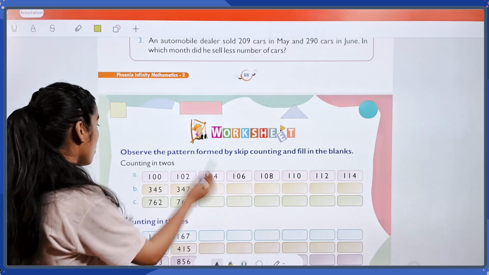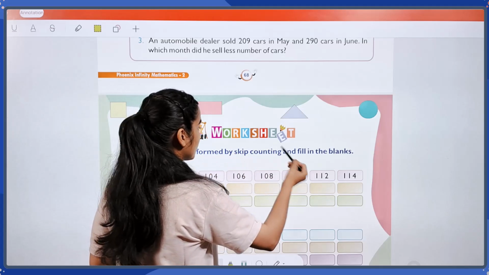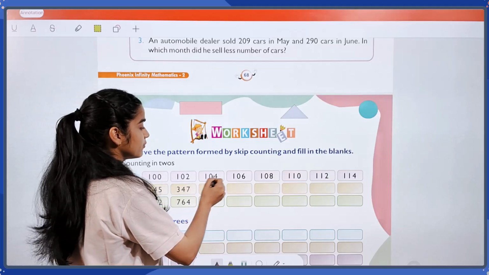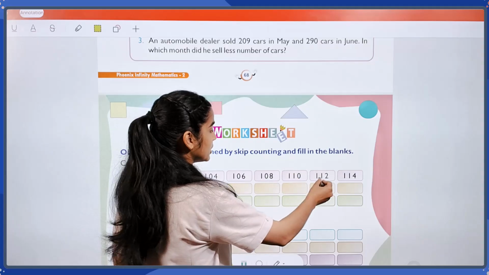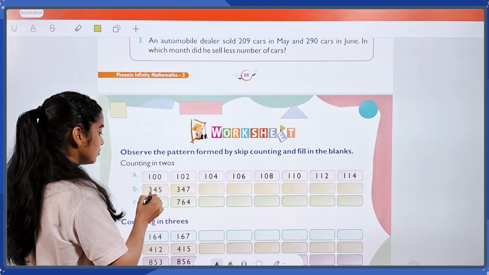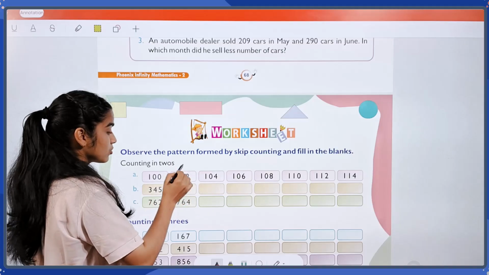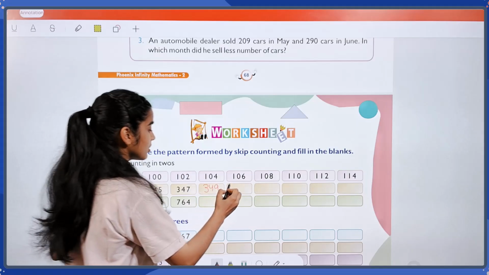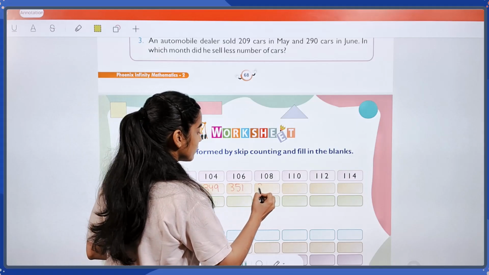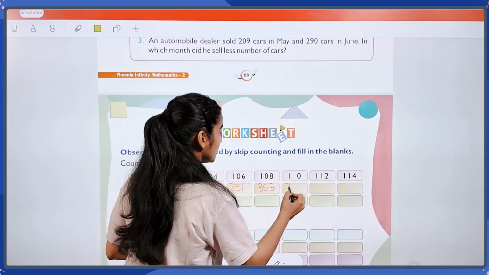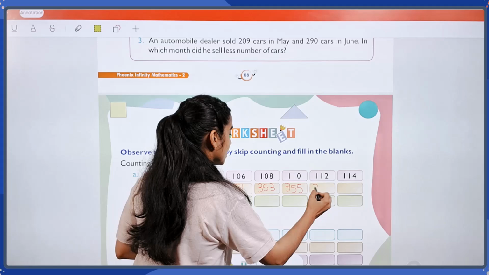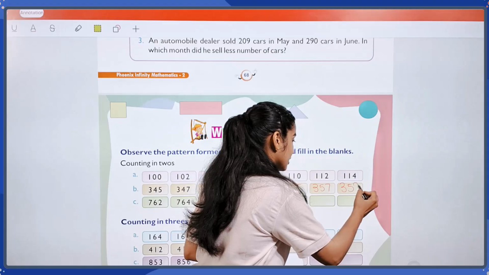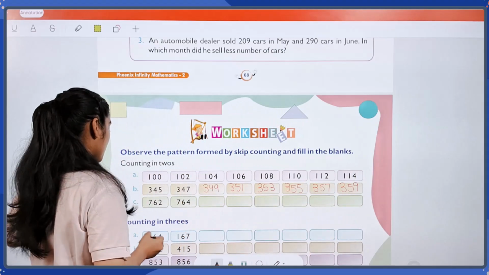Let's get started. Observe the pattern formed by skip counting and fill in the blanks, counting in twos. So 100, 102, 104, 106, 110, 112, 114. Now we have 345, 347. So we skip 348 and then write 349, then 351, then 353, 355, 357 and then 359. So you have to complete this C part on your own.